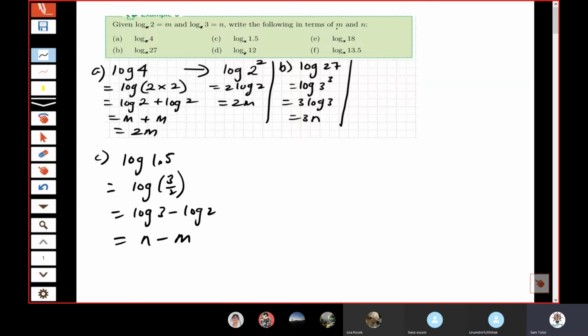Because it says write the following in terms of m and n. So you have to have it in terms of m and n. Good job. D. Any questions? Please stop me. If something's confusing, just stop me. Log 12. Who wants to try that one?